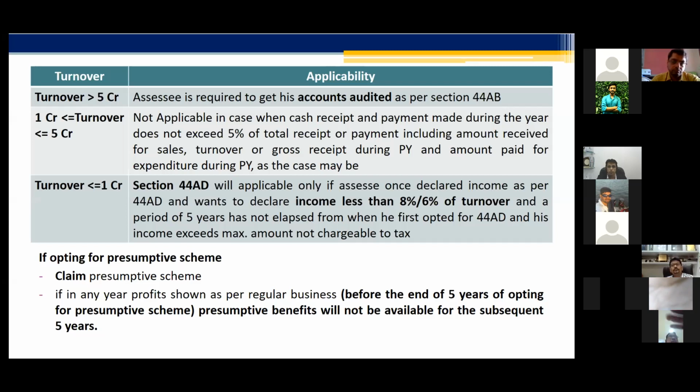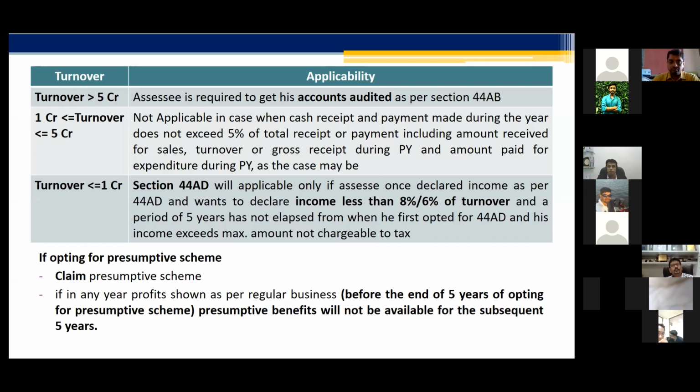So as you know, as of today, if your turnover is less than 1 crore, then you are not required to get accounts audited under Section 44AB. I'm talking of Section 44AB. So if your sales turnover or gross receipts is less than 1 crore rupees, then there is no requirement of getting accounts audited under Section 44AB.